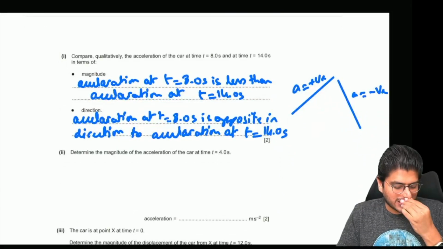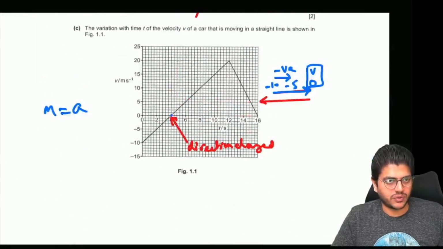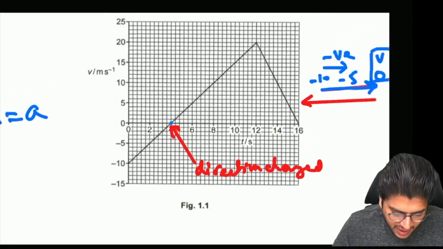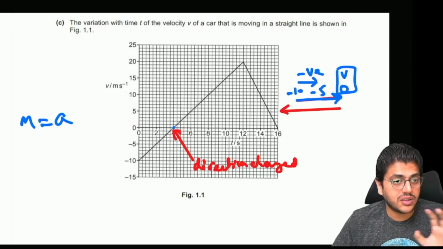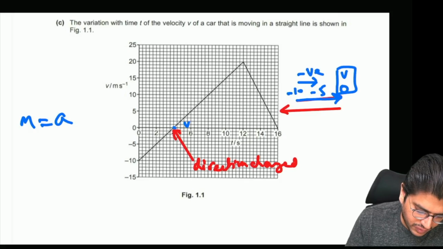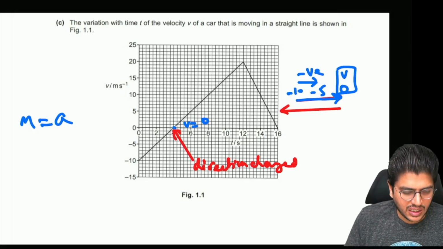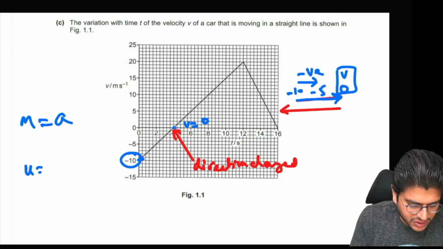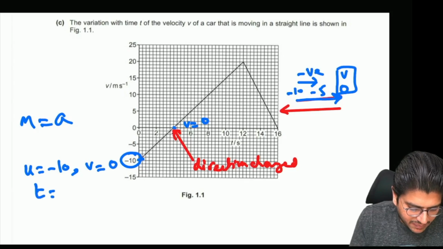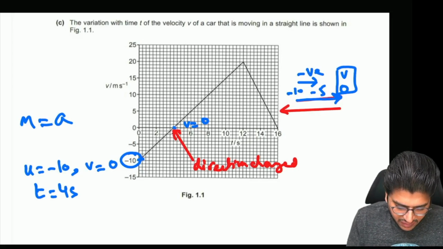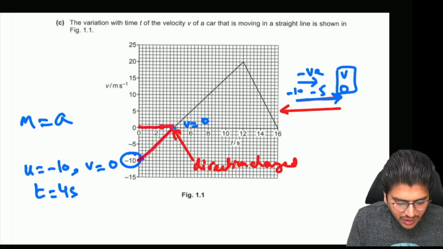Determine the magnitude of the acceleration at t equals 4 seconds. So if you go here, you have to tell us what is the magnitude of the acceleration. Again, it's the gradient. And it's a straight line, so you can literally take any point. At 4 seconds, your velocity is 0. At 0 seconds, your velocity was minus 10. So can I say my initial velocity is minus 10, my final velocity is 0, and the time that went by in this process, when I moved from minus 10 to 0, how much time went by? 4 seconds.